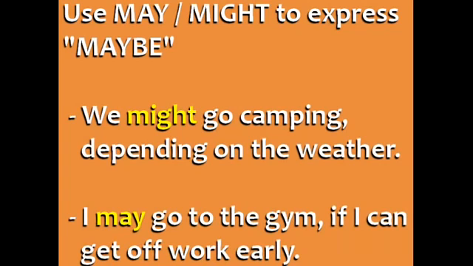Use may and might to express the idea of maybe. We might go camping, depending on the weather. This means if the weather is good, we will go, and if the weather is not good, we won't go. I may go to the gym if I can get off work early. Again, it's not a certainty, but maybe I will go, depending on my work.